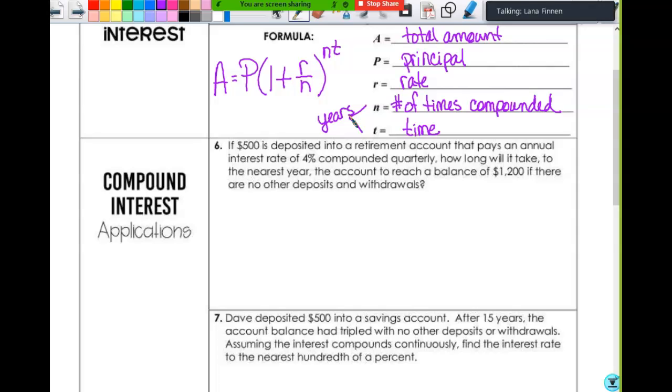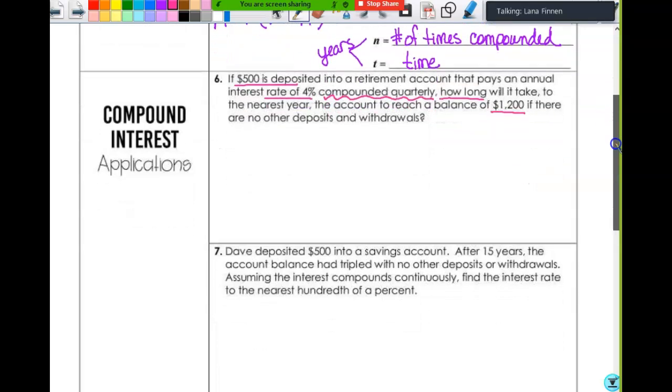All right, so let's look at number 6. It says if $500 is deposited, so that's my principal, at an annual interest rate of 4%, compounded quarterly, how long, so I'm looking for time, will it take, to the nearest year, for the account to reach a balance of $1,200 if there are no other deposits or withdrawals? We have to say that because in a lot of accounts you'll be putting in more money or taking out, but this is if we just put it in there and it just sat there. There are no other variables.